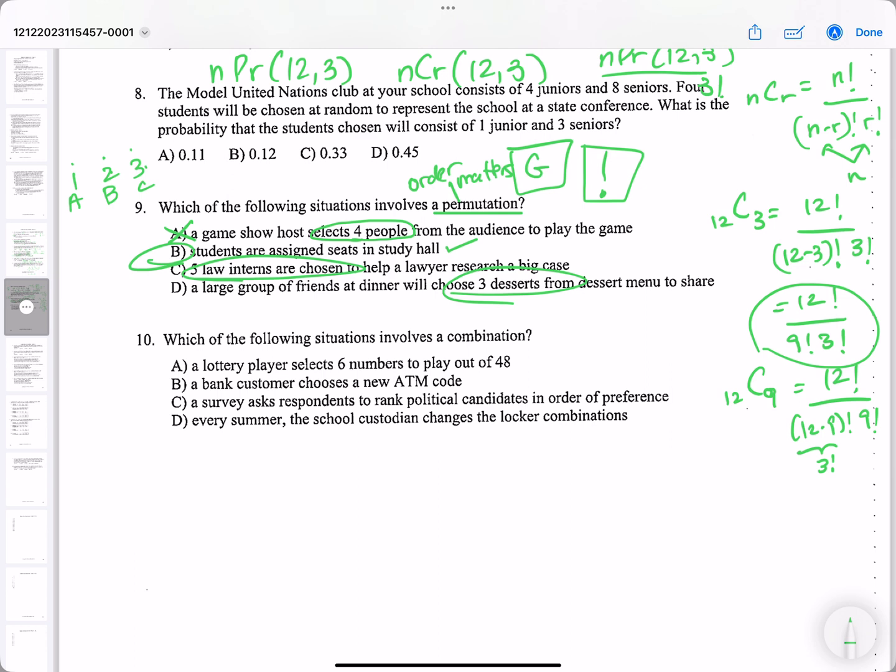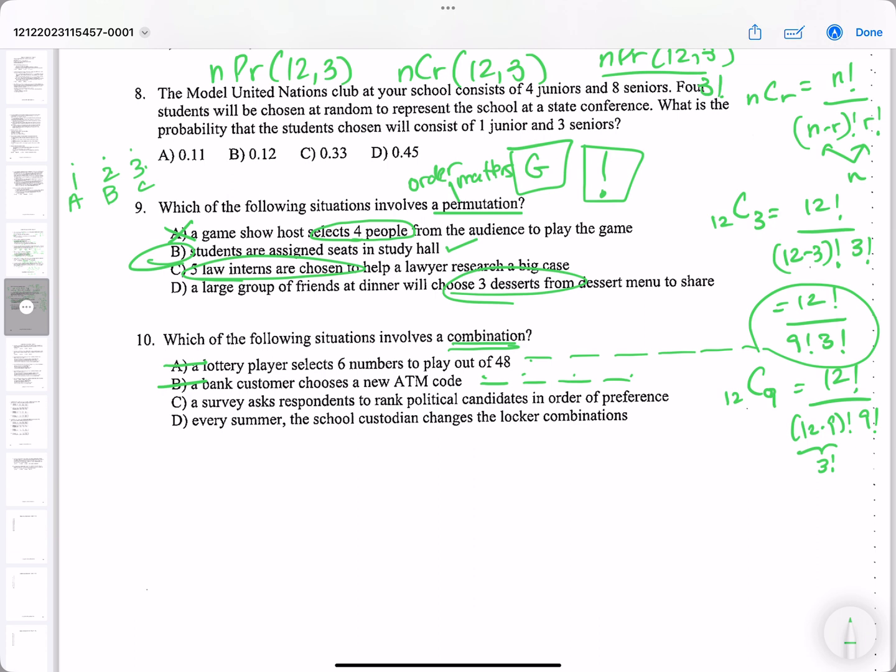Which of the following situations involves a combination? A combination's order does not matter. A lottery player selects 6 numbers to play out of 48. Well, this would be a permutation because I could put the numbers in all kinds of different orders. A bank customer chooses a new ATM code. If it's, let's say, a 4-digit code, the numbers can be anywhere. So that's a permutation.